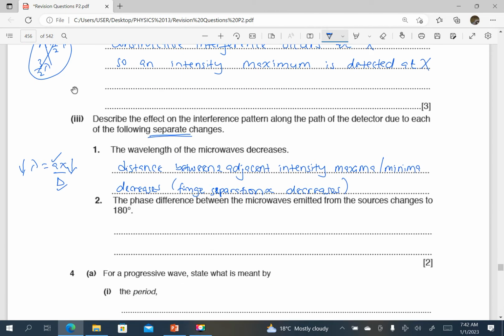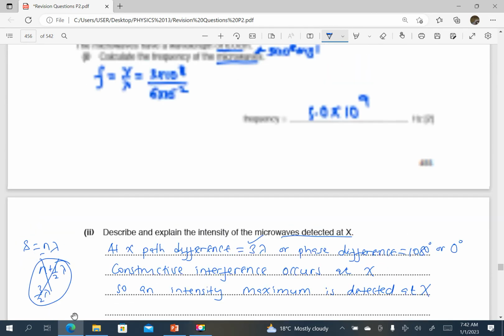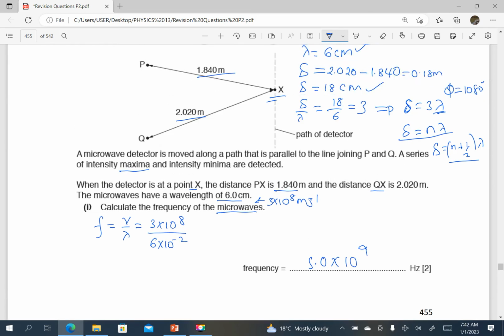Number two, the phase difference between the microwaves emitted from the source changes to 180 degrees. Let's see the initial phase difference. If it was 0 and then it is changed to 180 degrees, then it means they just swap places. The maxima and minima swap places.